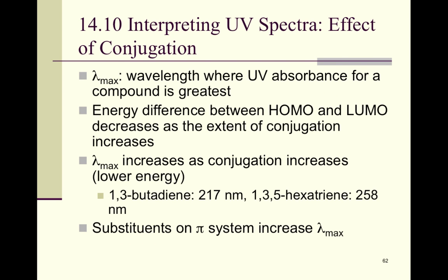Interpreting UV spectra, the effect of conjugation. Lambda max is the wavelength where UV absorbance for a compound is the greatest. The energy difference between HOMO and LUMO decreases as the extent of conjugation increases. Lambda max increases as conjugation increases. 1,3-butadiene has a reading at 217 nanometers, whereas 1,3,5-hexatriene, another conjugated system, is at 258 nanometers. Substituents on the pi system can also increase lambda max.